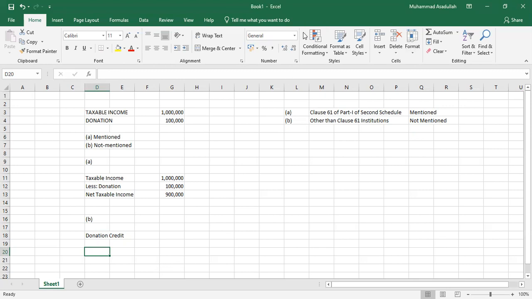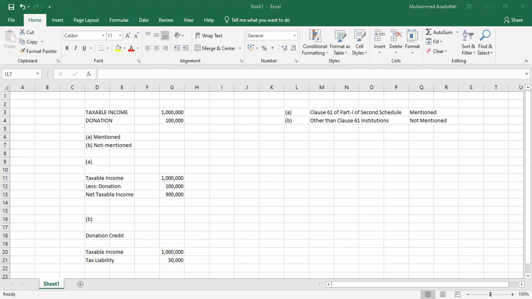So how can we calculate the donation credit? Let's suppose our taxable income is rupees 1 million. I'm not calculating from the income tax slab. Let's suppose we calculate the tax on rupees 1 lakh, and it has been shown that it is, let's suppose, rupees 50,000.